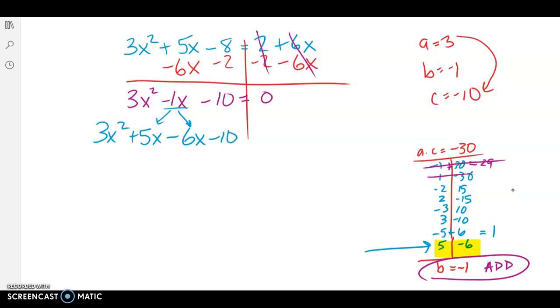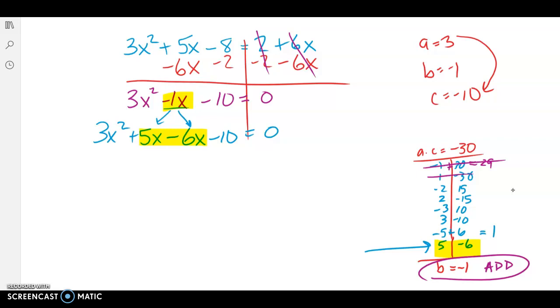Bring down the -10 and bring down the 0. So notice everything stayed the same except for this part. That is what changed. The -1x split into two terms. And you'll notice if you combine those two terms, 5x and -6x, 5 minus 6 is in fact -1.